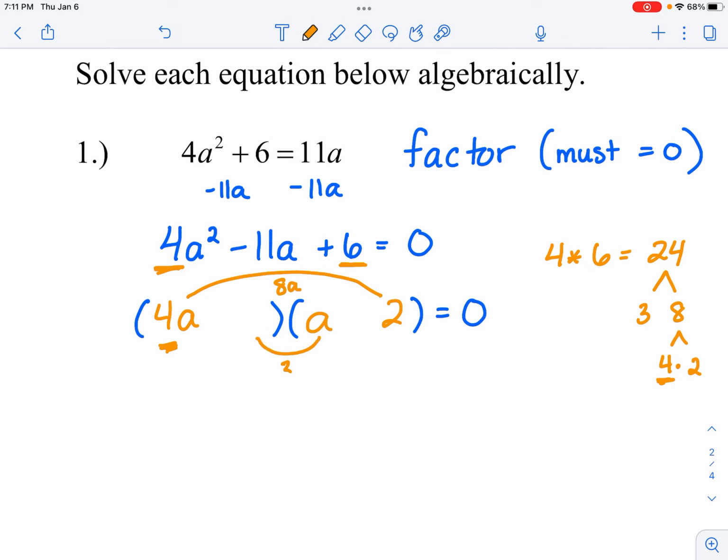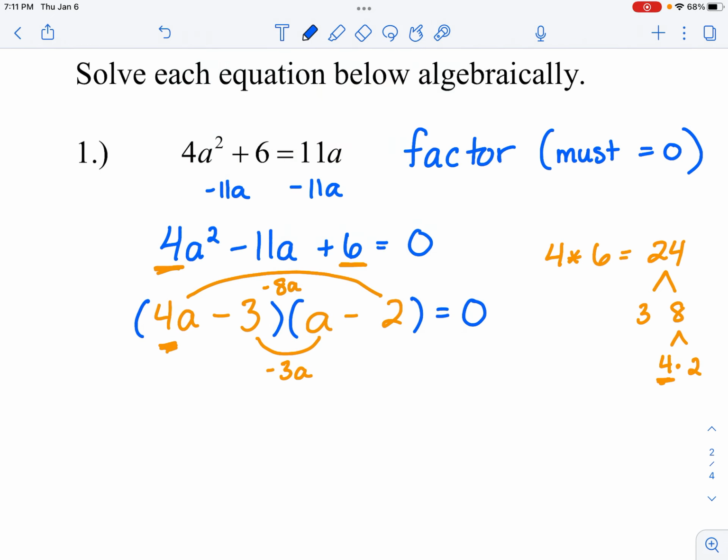And then when I multiply these, I need a 3a. So I put a 3 here. And they're both going to be negative because negative 3 times negative 2 will give me positive 6. And then I'll get a negative 8a and a negative 3a to give me negative 11a. Okay? So that was a lot of talking about it.